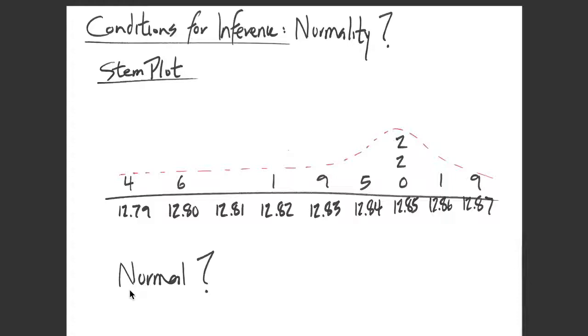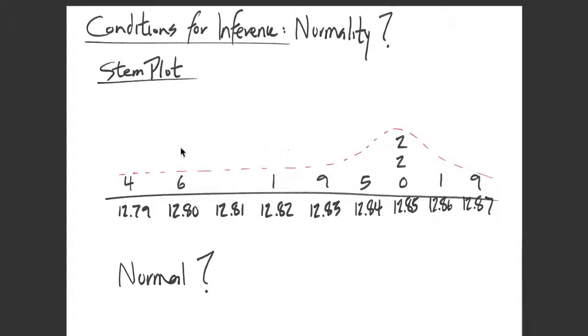Doesn't look really normal to me either. It's got a long left tail, and it's got a clump of data right around the 12.85 ounce area. This shows one of the real problems of doing statistical inference with small data sets. With a small data set, it's really hard to make a definitive judgment about whether the data come from a normal distribution or not. I mean, if we had 100 cereal boxes, then we could make a better judgment.